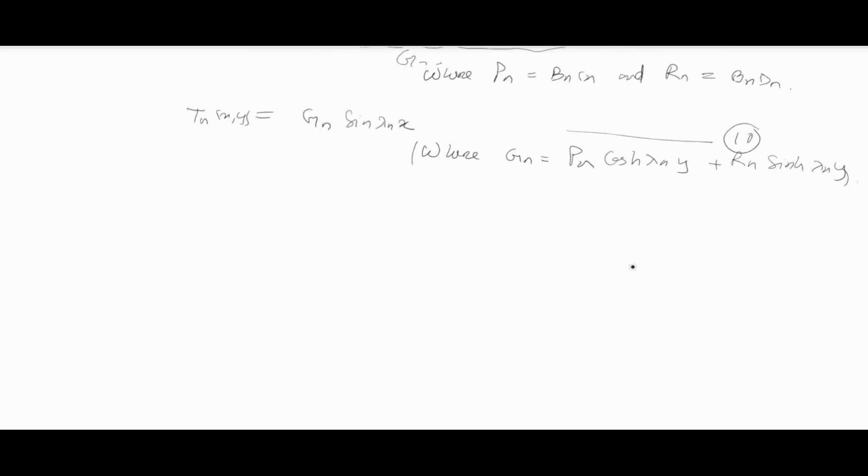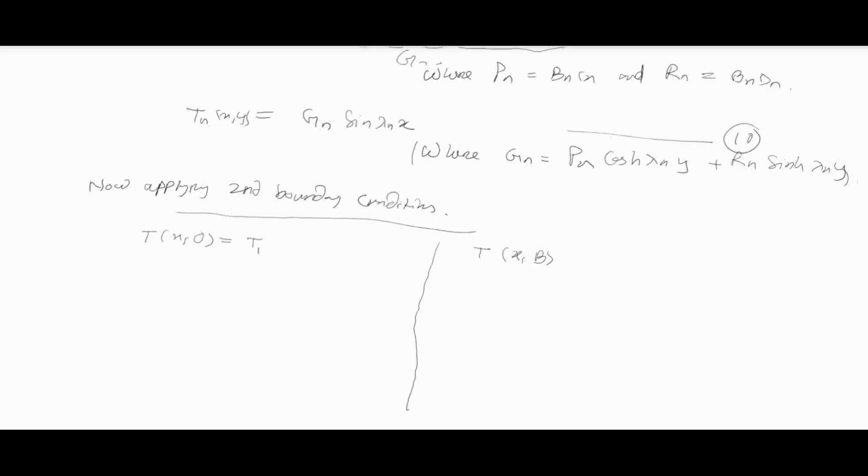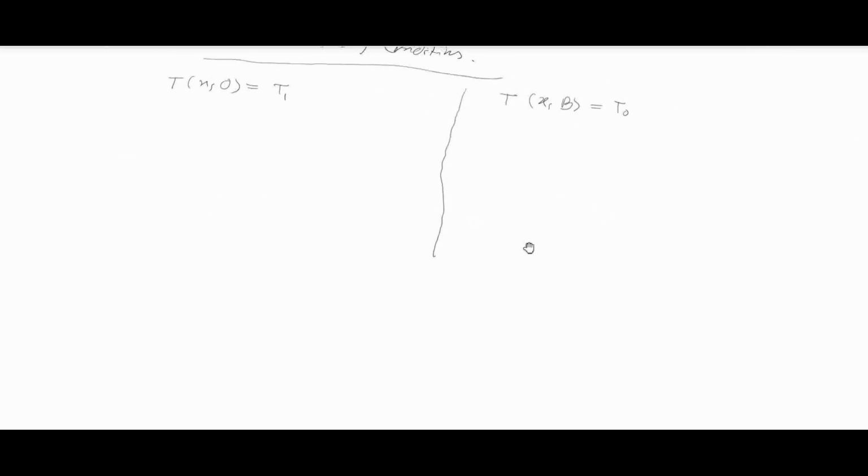Now applying the second boundary conditions. Let us write them like this. One is T(x,0), which will give us T1, and here T(x,b), which will give us T0. These two we will solve in this way. Clear?